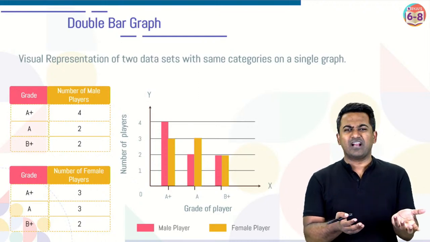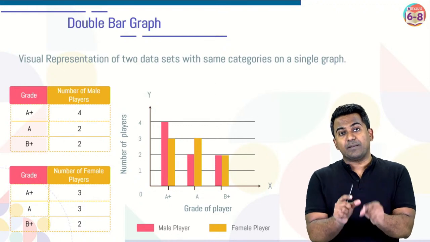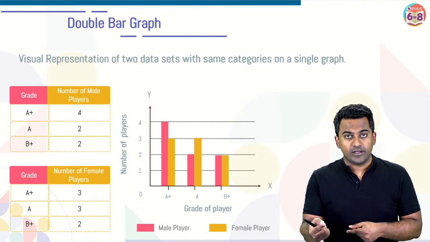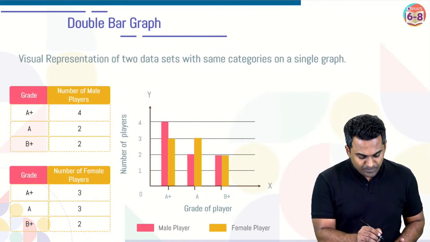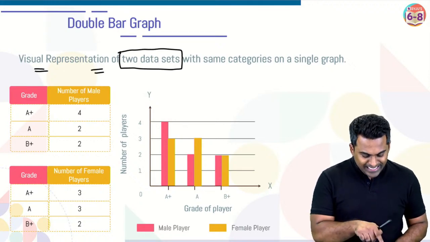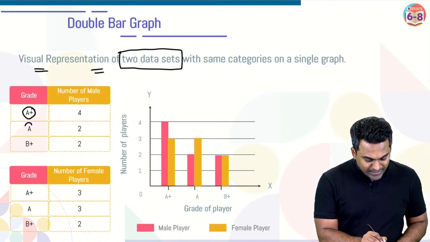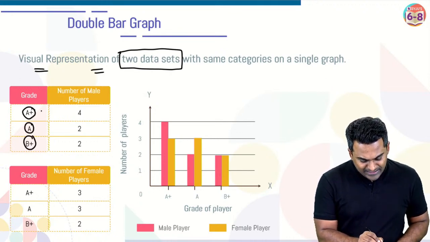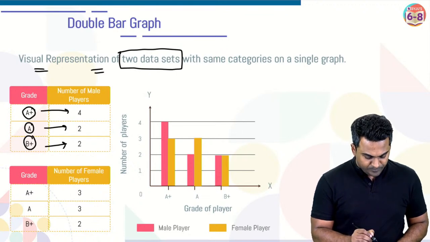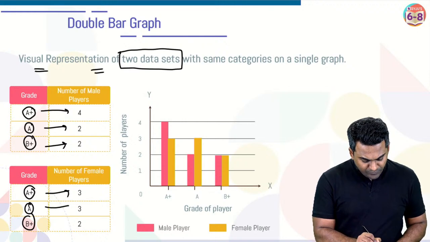So a double bar graph is like a bar graph, okay? But you are representing two sets of data here. Like let's take this example. Visual representation of two data sets. Have a look at the first data set here. These are the grades: A plus, A and B plus. And these are the number of male players who've got them. And these are the same grades, but these are the number of female players.